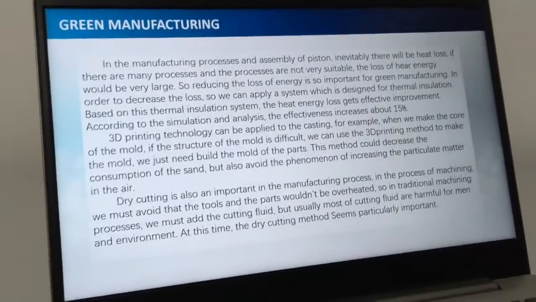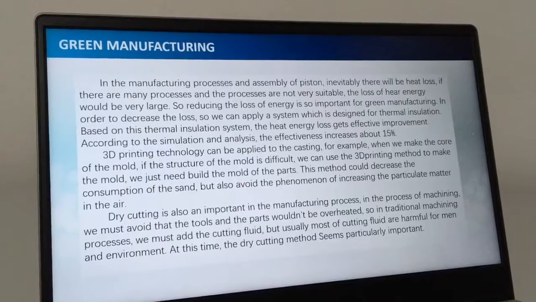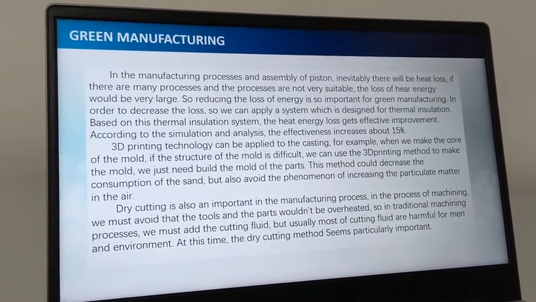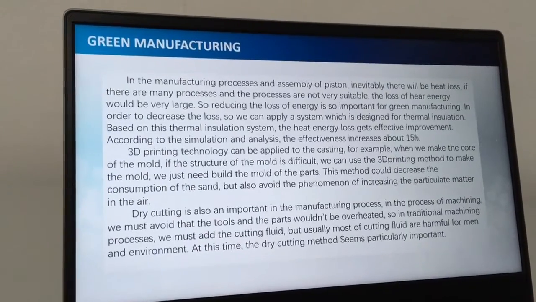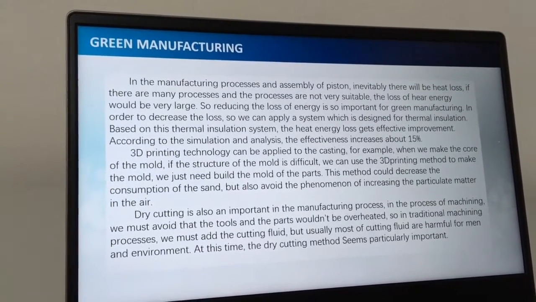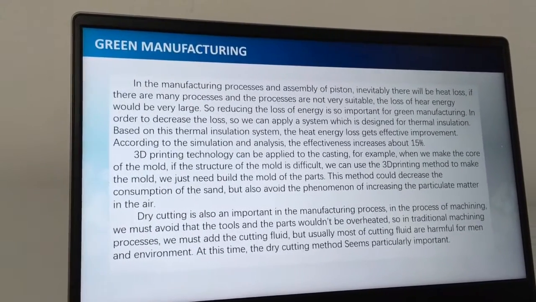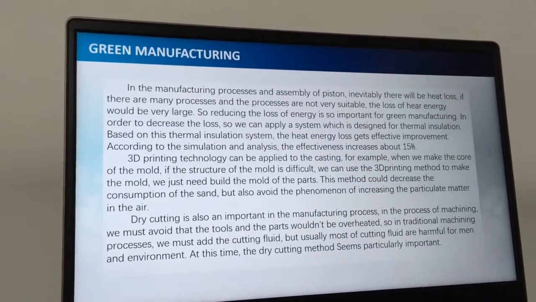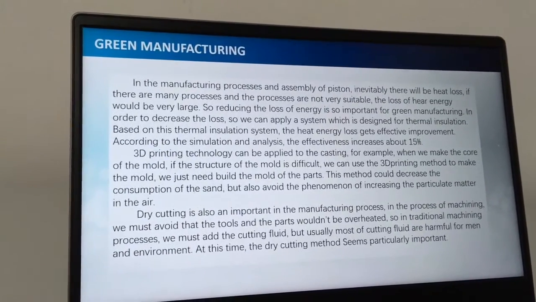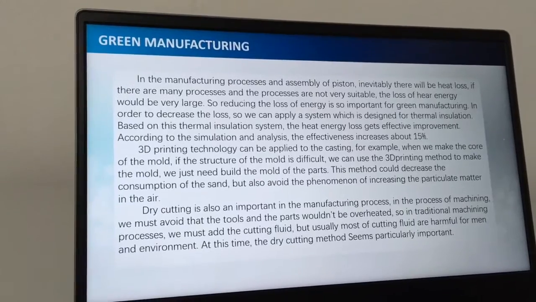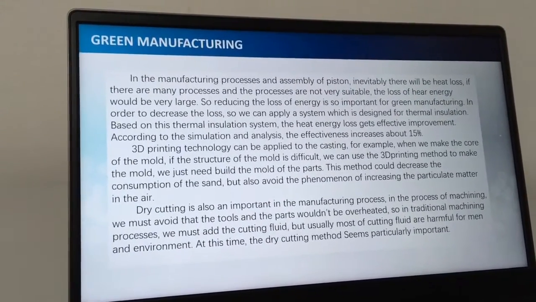In addition, 3D print technology can be applied to the casting. For example, when we make the core of the model, if the structure of the model is difficult, we can use the 3D printing method to make the model. We just need to build the model of the parts. This method can decrease the consumption of the sand, but also avoid increasing the particulate matter in the air.